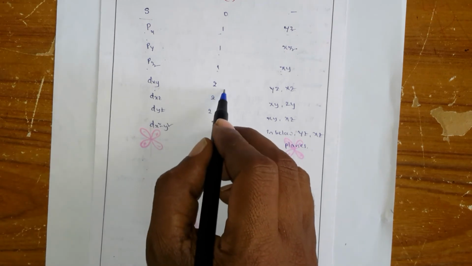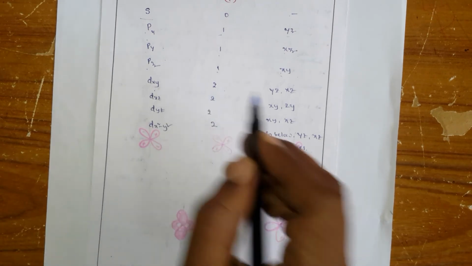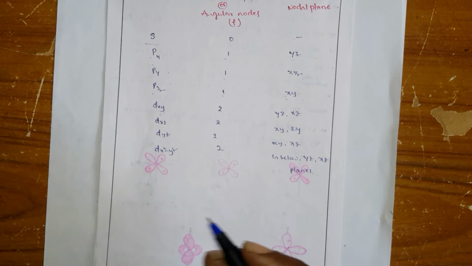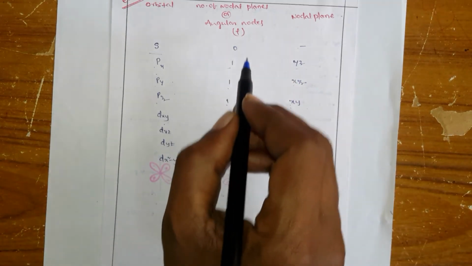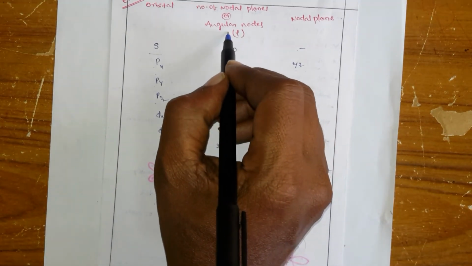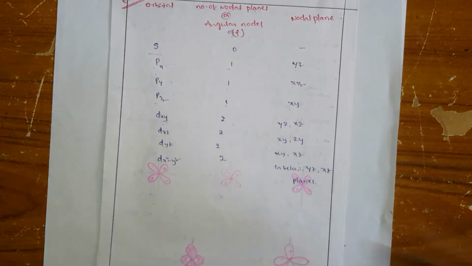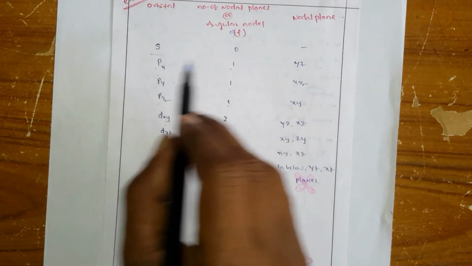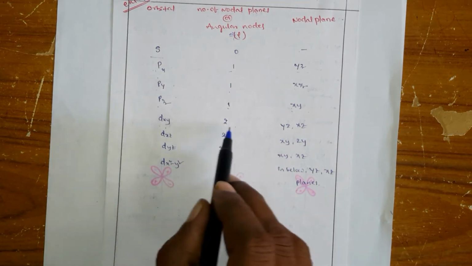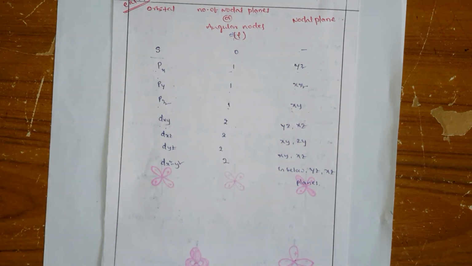Okay, and come to the dxy. It has two nodal planes. Okay, so if that is confusing, let us keep it simple. The number of nodal planes is equal to the l value. So for the s, you know the l value is 0. For the p it is 1. For the d it is 2. Simple. Okay, but try to understand how they come about.